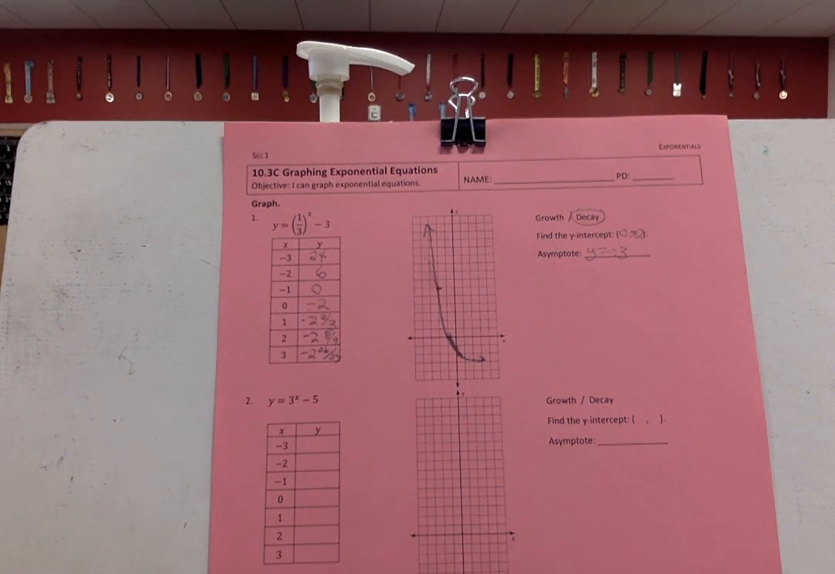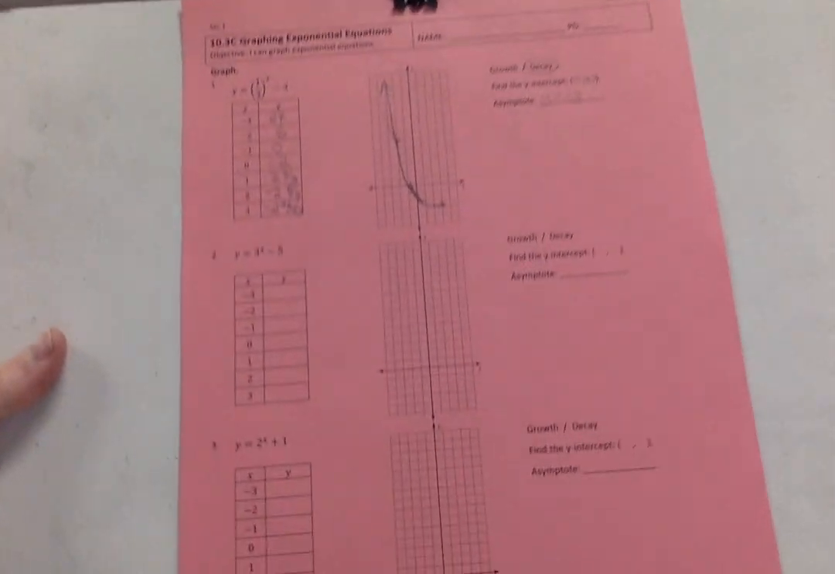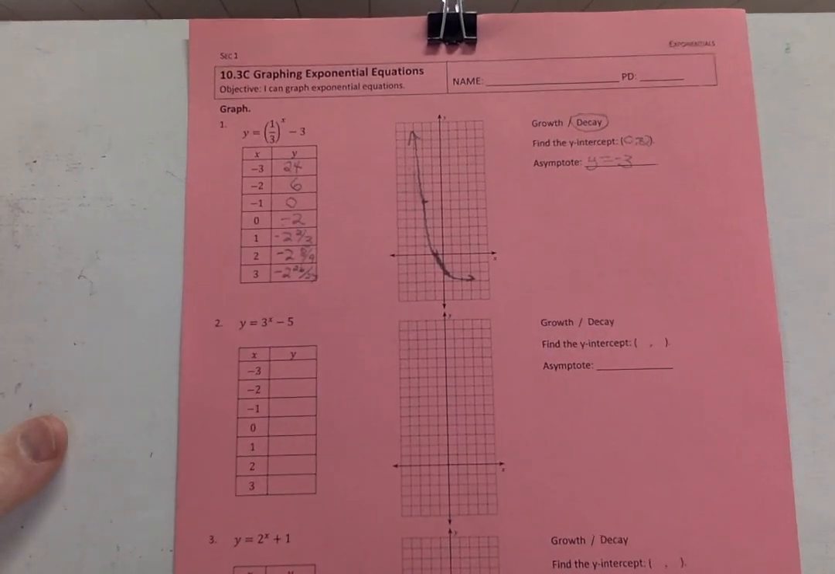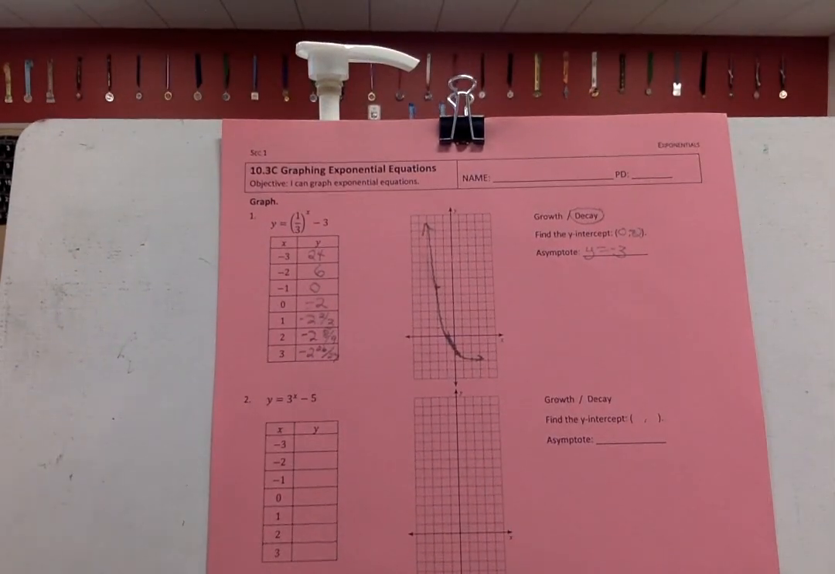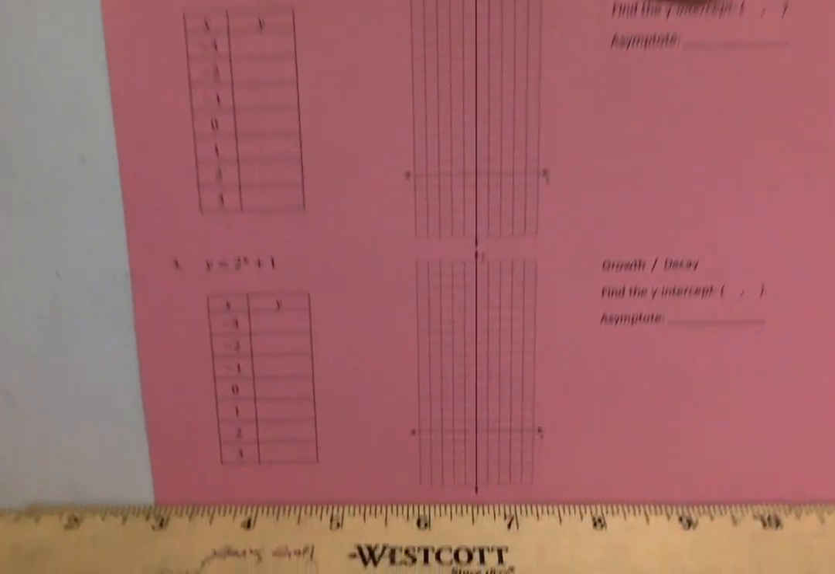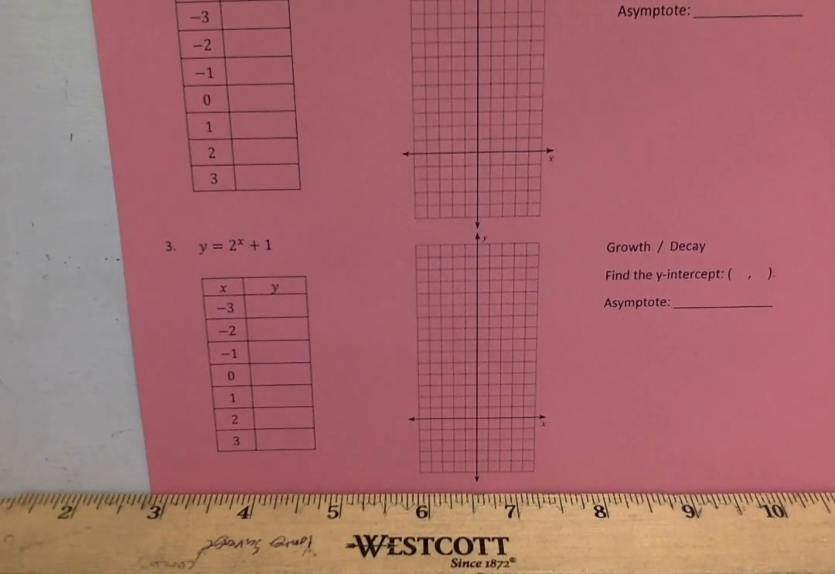Now I'm going to jump to number 3. Let's see if I can prop that one up a little bit so you can see that a little bit better. Or maybe I just have to move this down. Okay, it looks like you can see it pretty good that way.